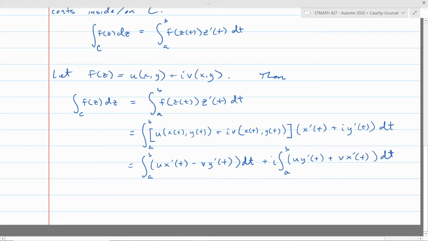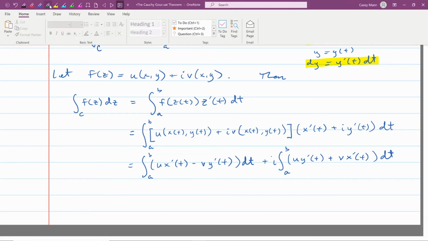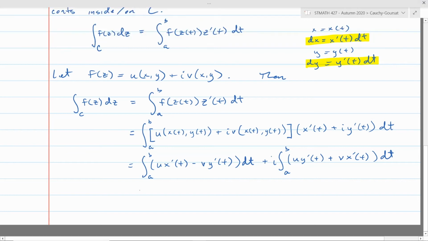And then up here in the upper right hand corner, let me remind you how differentials work. If x is the function x of t, then dx we can write as x prime of t times dt. And similarly, if y is equal to y of t, then dy is y prime of t dt. So I want to make these substitutions in these two integrals at the bottom. After I distribute the dt across the sums, I can view this as an integral over C. The x prime of t times dt would be u dx, and then minus v y prime dt would be minus v dy. Then I would have i times the integral along C of, just to put the x's first, v dx plus u dy, like so.